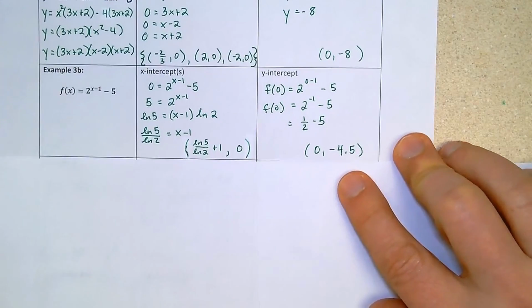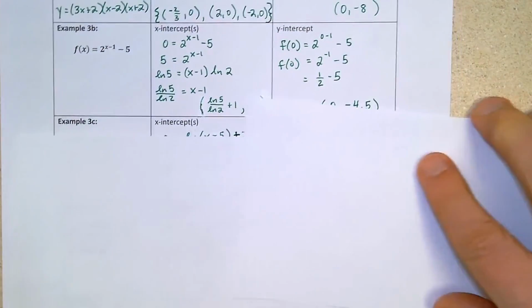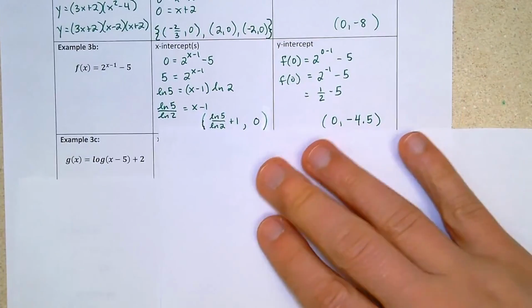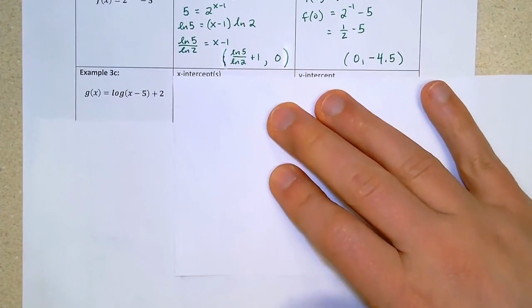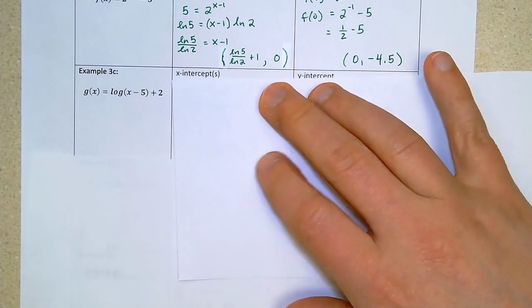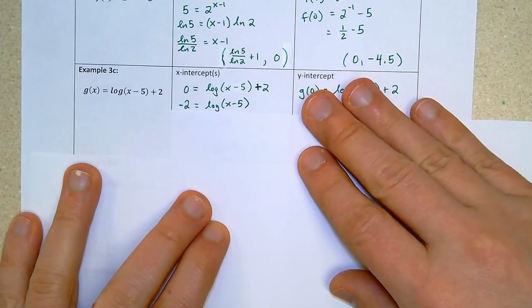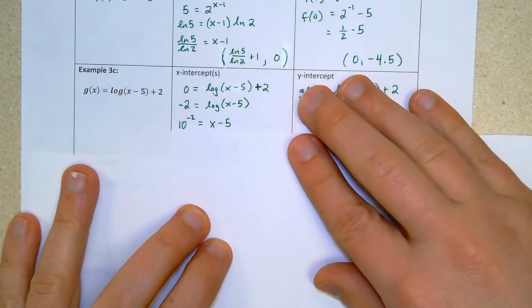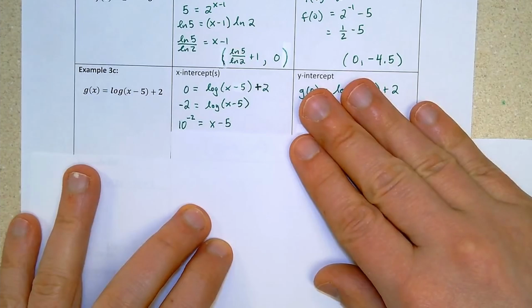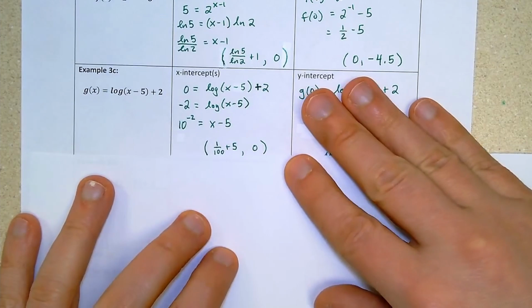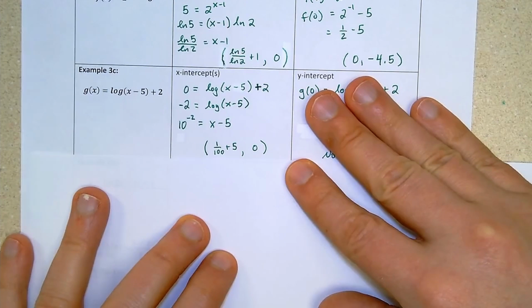Okay, our next x-intercept is from a logarithm. With the logarithm, we're going to subtract 2 from both sides, then we'll exponentiate both sides. We get 10 to the negative 2 equals x minus 5. And add 5 to both sides, and we have that as an x-intercept.